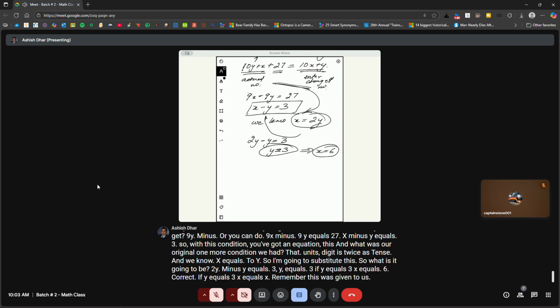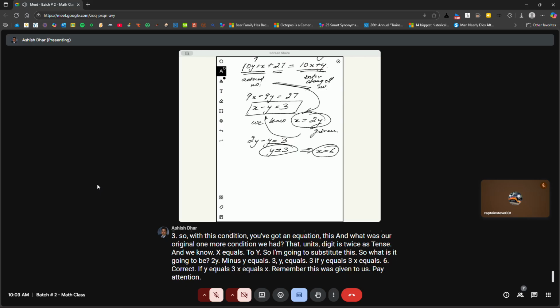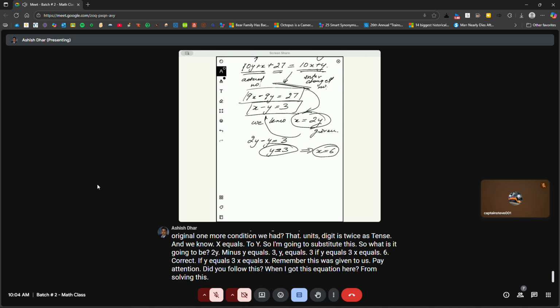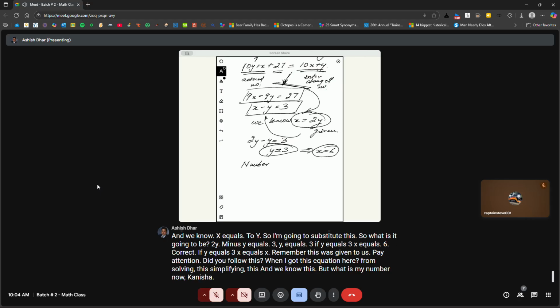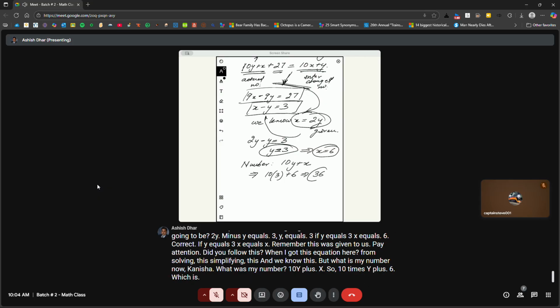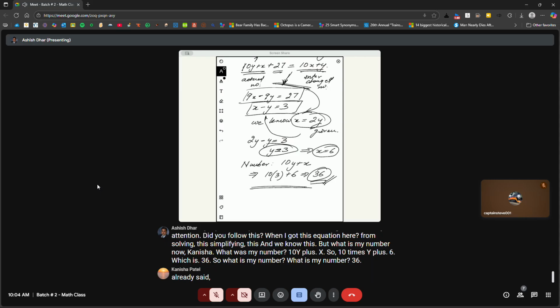Remember, this was given to us. Pay attention. Did you follow this when I got this equation from simplifying? But what is my number now, Kanisha? What was my number? 10y plus x. So 10 times 3 plus 6, which is 36. So what is my number? 36.